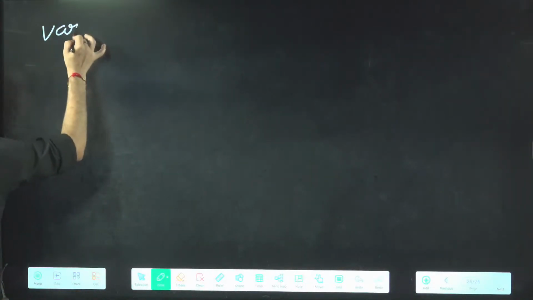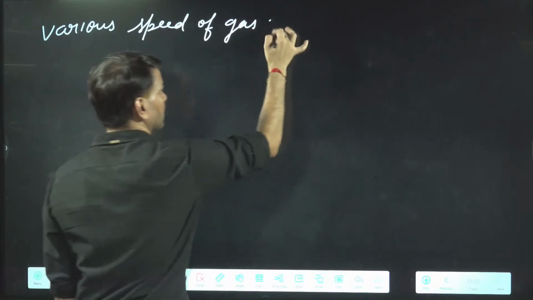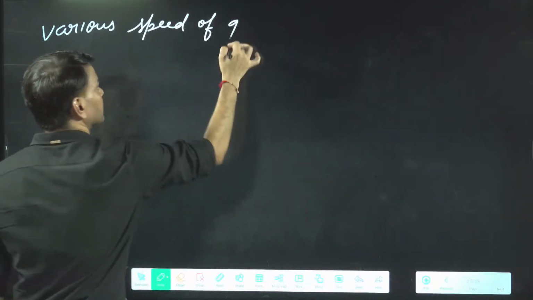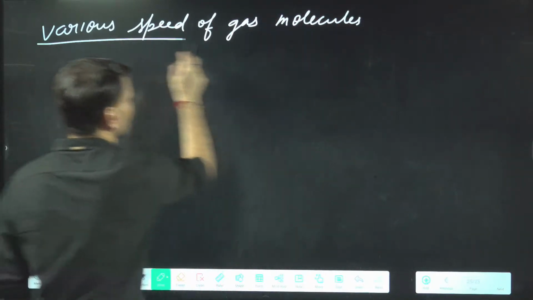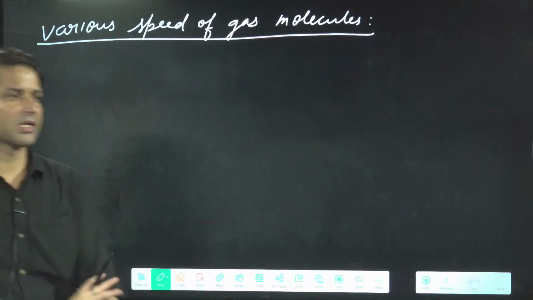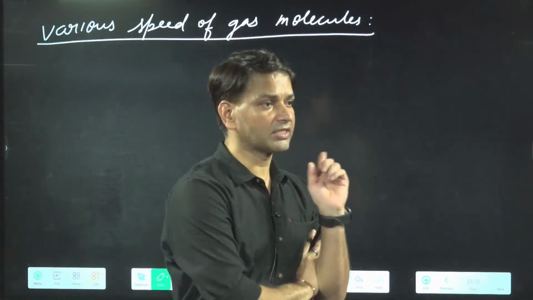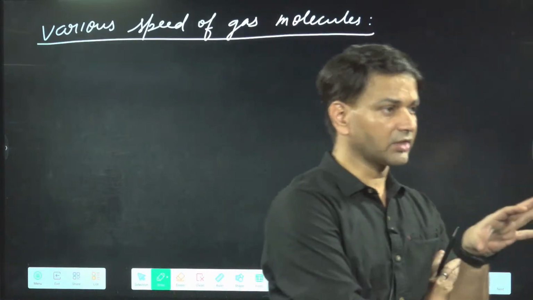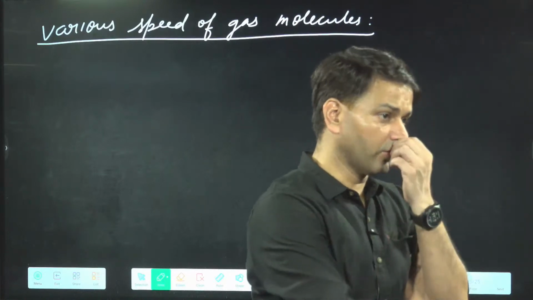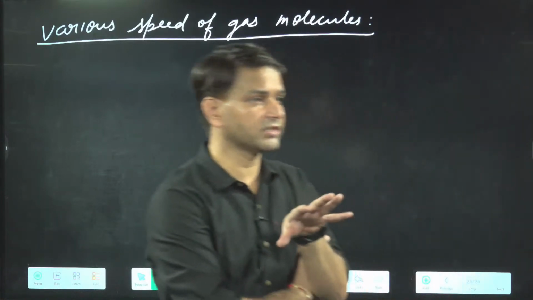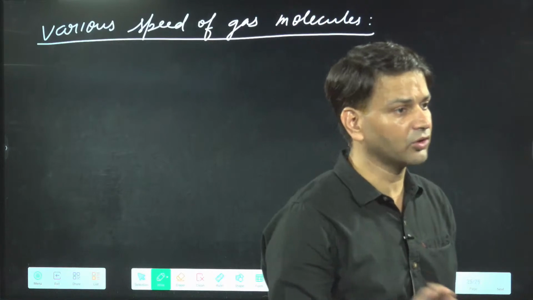Okay, so now the various speeds of the gas molecule. This is important, because most of the time they ask about the RMS velocity. Here I am discussing the average speed. Day before yesterday I discussed average velocity. Suppose I ask what is the average velocity of a gas in a container. It is 0, because the molecules are confined in a container, so there is no net displacement due to the random motion.